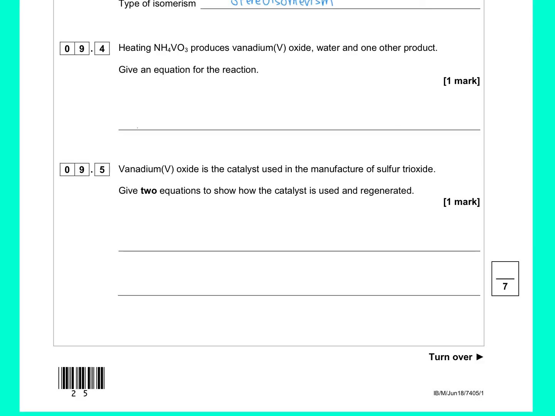Okay, we're then told that heating ammonium vanadate produces vanadium oxide, water and one other product. This is one of those questions where you need to write down the formulae of the things you've been given and try to work out what the other product is. So we write out the ammonium vanadate, vanadium oxide plus water, and then try to balance it a little bit and see what must be there. I must need 2 lots of ammonium vanadate because I need to get V2 in the V2O5.